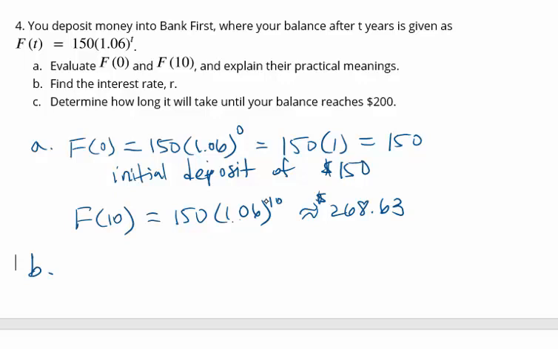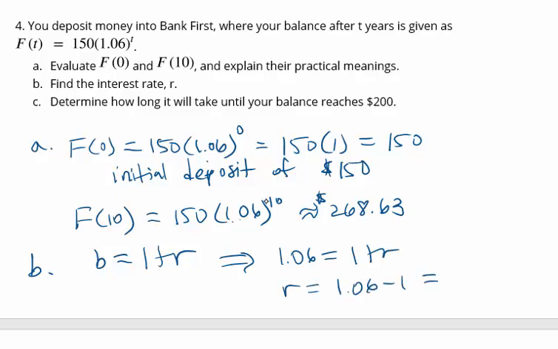Okay, if we want to find the interest rate, R, we have our B, which is of the form 1 plus R since the balance is growing, and replace B with 1.06 and solve for R. So really you're just subtracting 1 from B. So R is equal to 1.06 minus 1, or 0.06. Okay, and that's an annual interest rate of 6%.